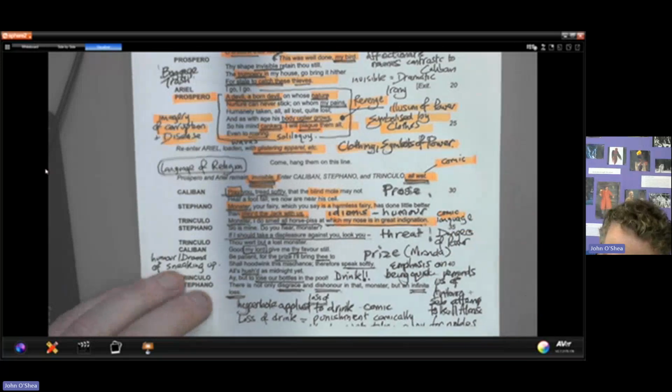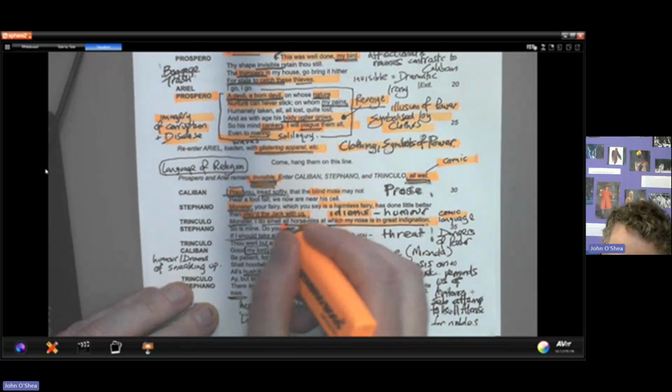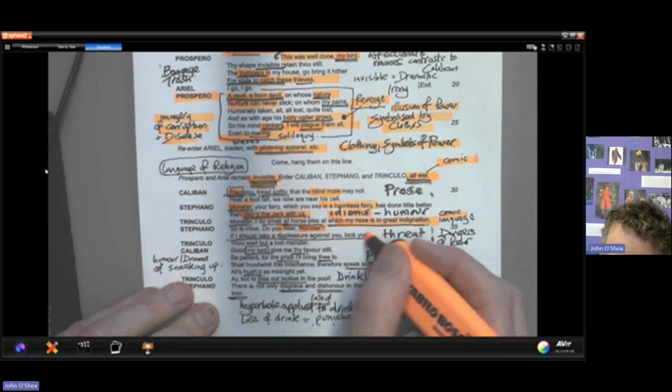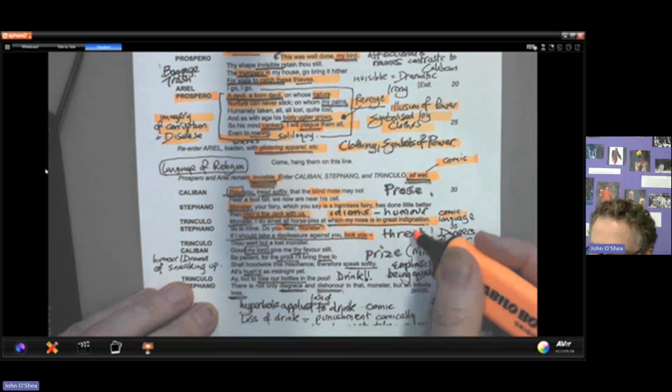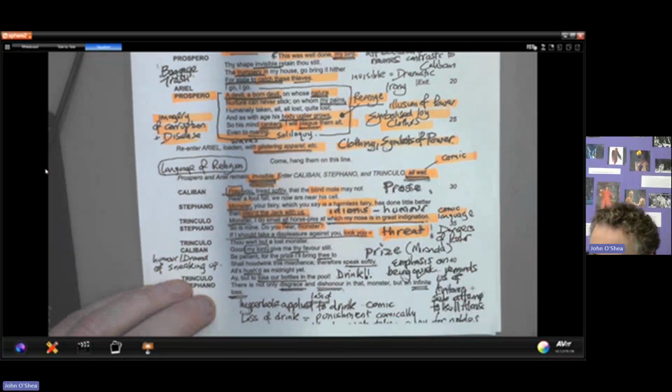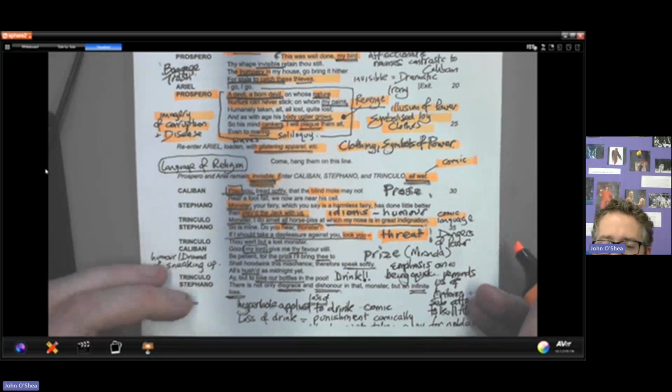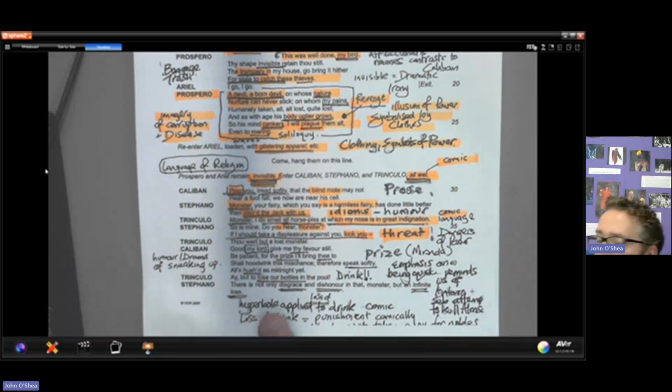It's kind of comic in some ways. "Do you hear me, monster? Monster, do you hear me? If I should take displeasure against you, look you." So again, it's a threat. Stefano sees himself as a king. What do kings do? Immediately, they start threatening the lives of their subjects. You could talk about the corrosive nature of power.